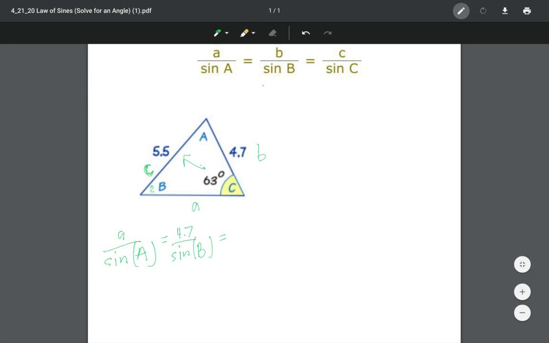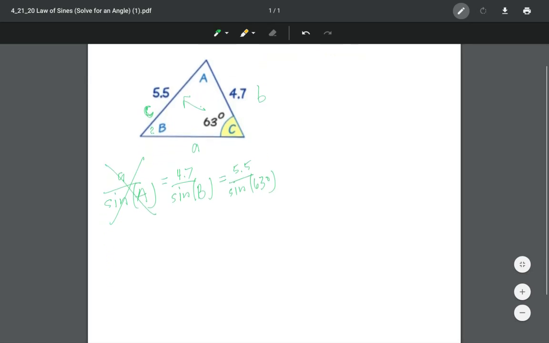would be equal to side length c, which is 5.5, over the sine of 63 degrees. So this is what we have so far. We realize right away that the A's aren't really helpful. So I'm going to be using the relationship between the other two to find our angle B.